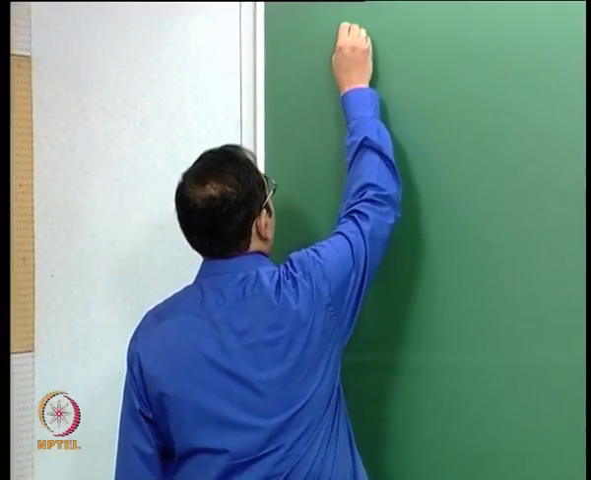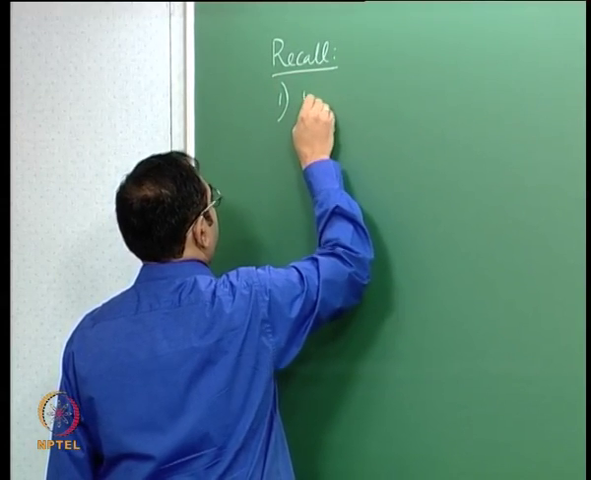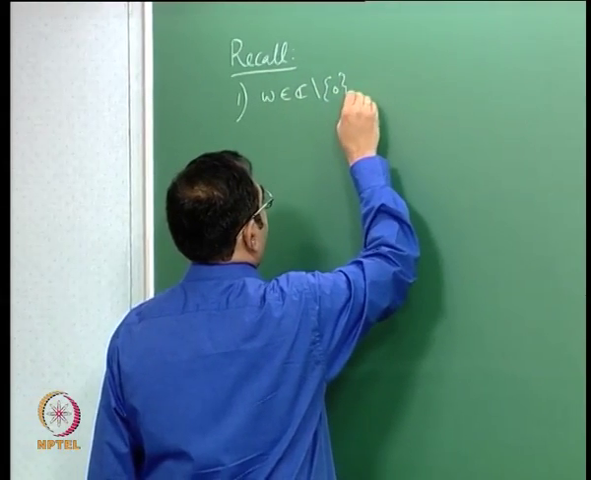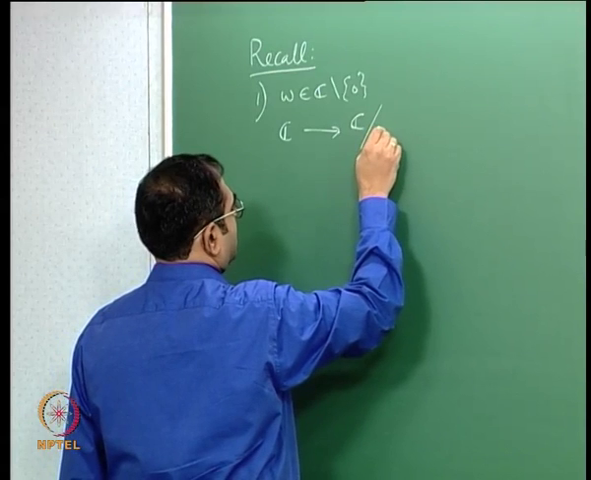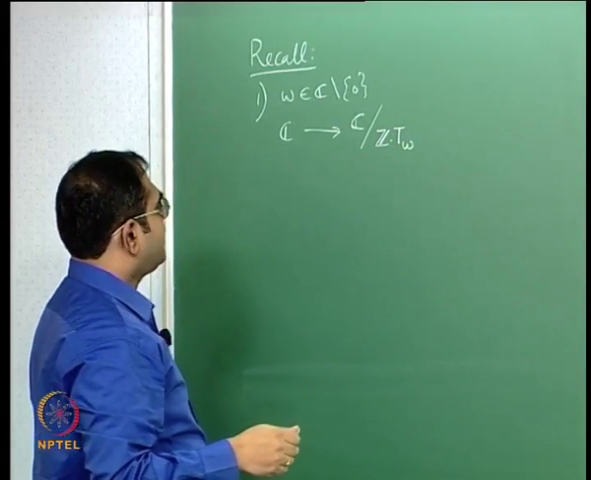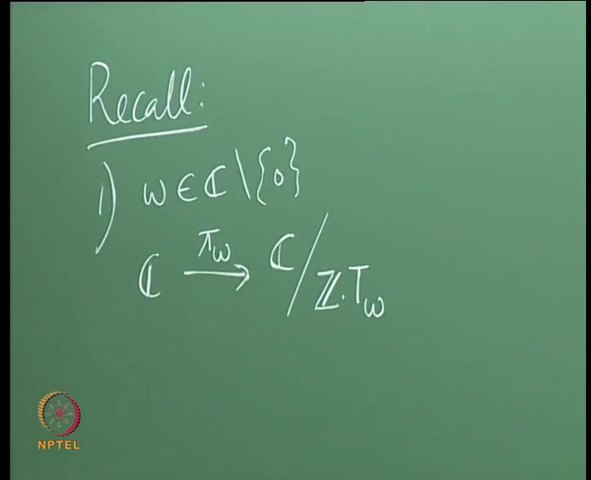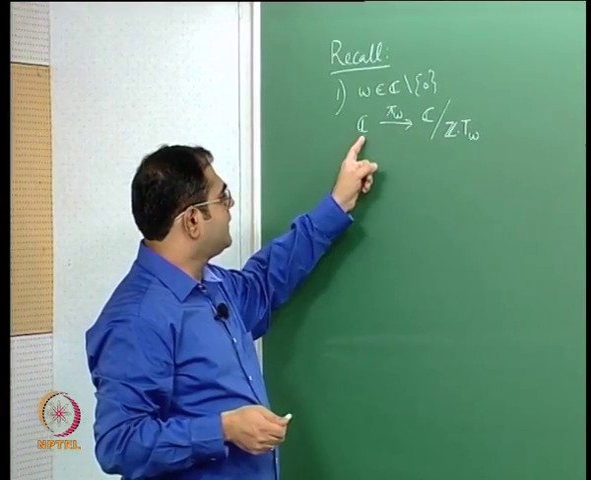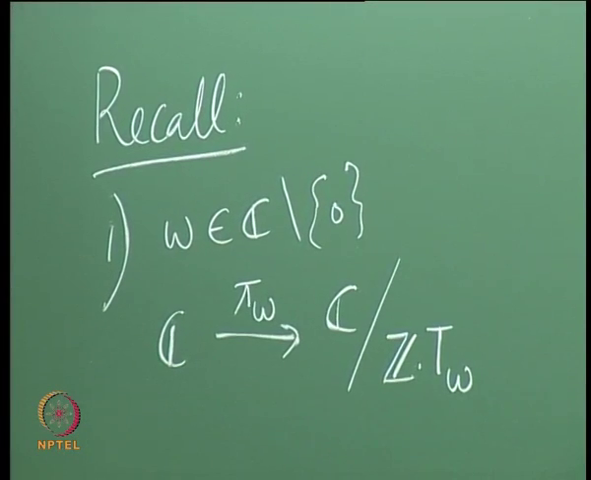One was, let me write that here. We had omega, a non-zero complex number, and then we had the covering map C to C modulo the group, which is the translation by integer multiples of omega. Okay. And I told you that if we call this map pi sub omega, this is a covering map and this quotient is topologically a cylinder, and it acquires a Riemann surface structure such that this map becomes holomorphic.